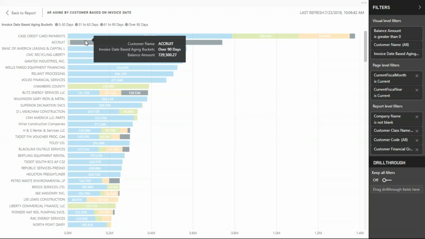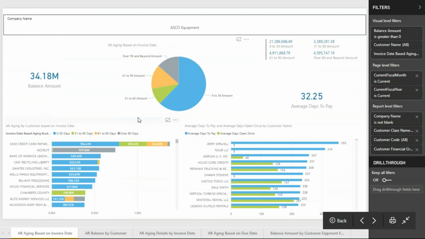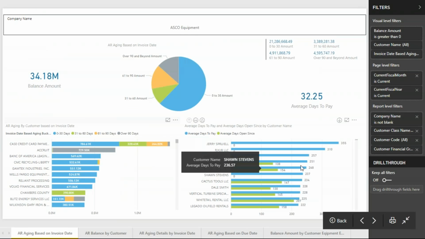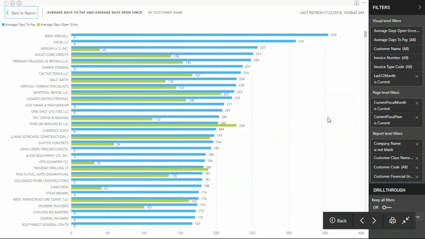That looks like a bad debt, I guess. Does this name ring a bell? Accrued? It sounds familiar, but I'm definitely going to have to look into that one. And then here, this is an interesting one.